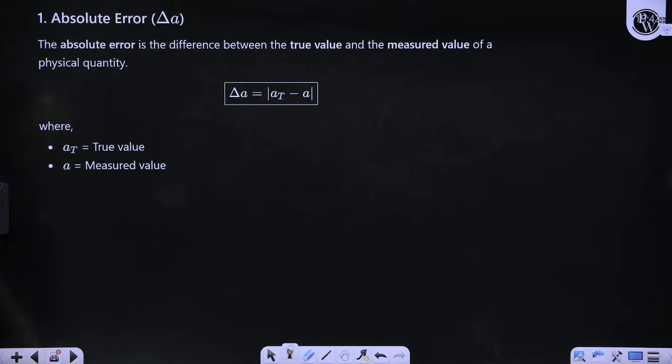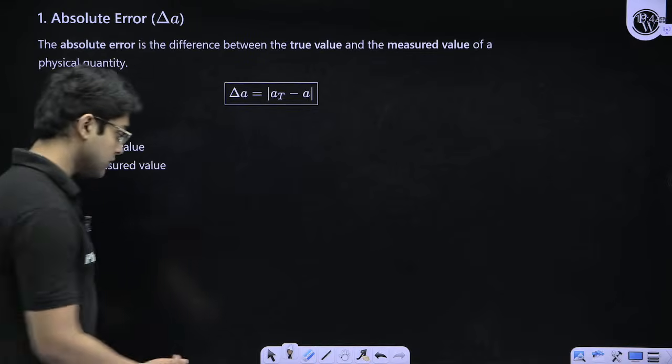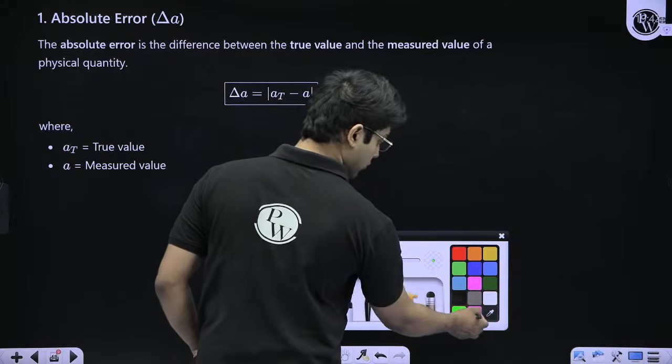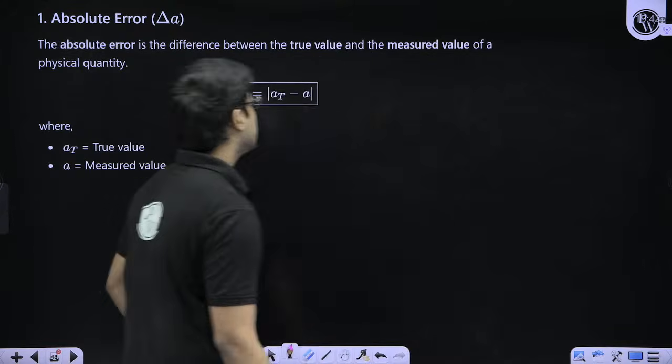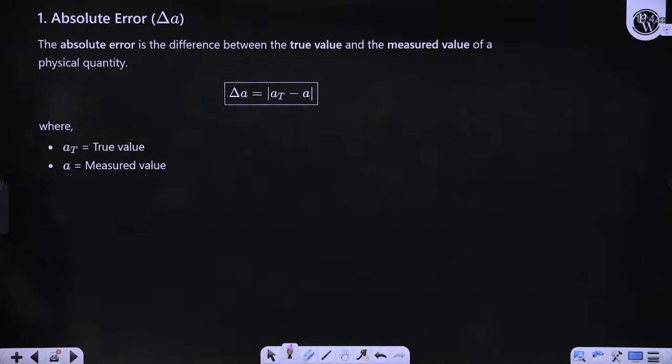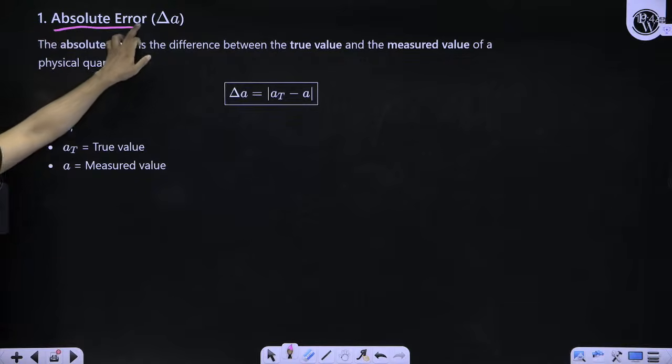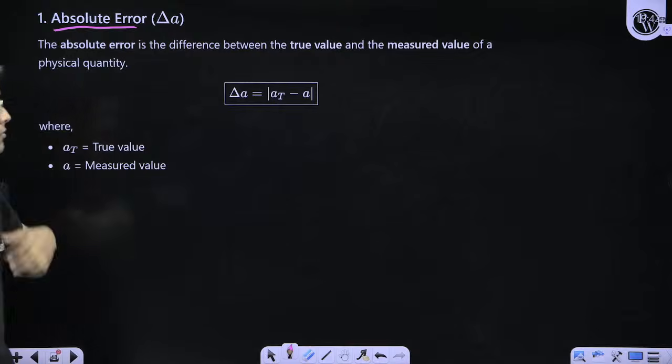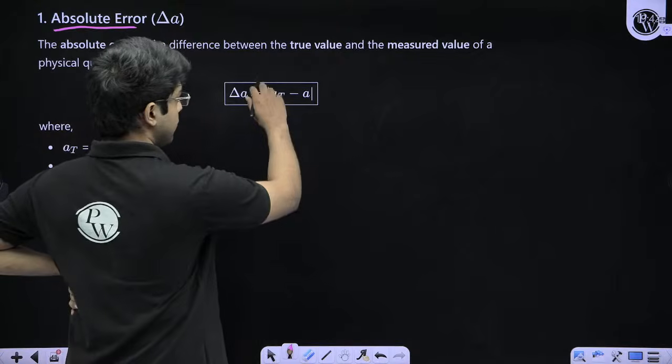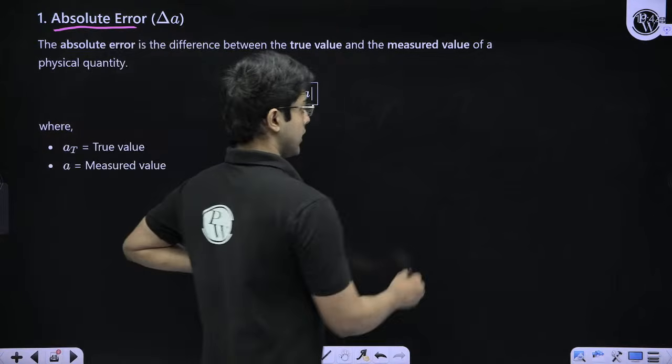Now there are some definitions. These are more useful for boards, and sometimes you can be asked this in NEET also. So first thing is absolute error. Absolute error is basically the difference between the true value and the measured value.